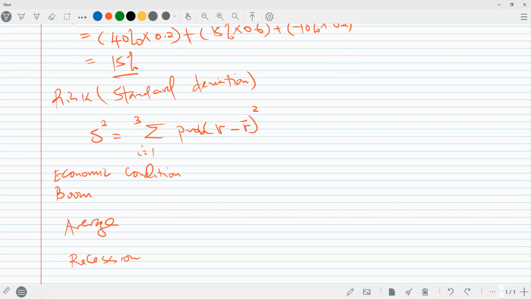Okay, the return, the probability there. Okay, we've done 0.2, 0.6, 0.2. The returns expected to be received are 40%, 15%, and negative 10%.